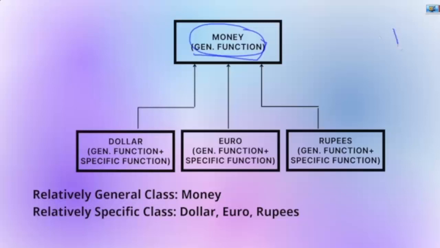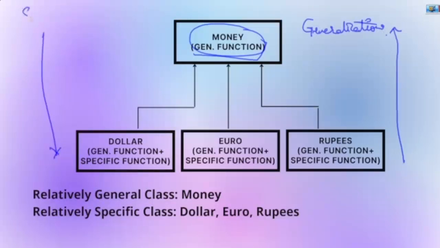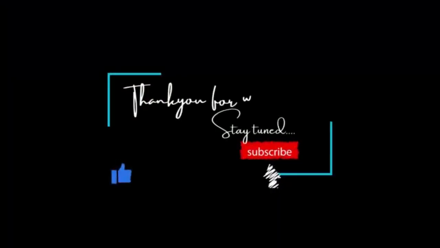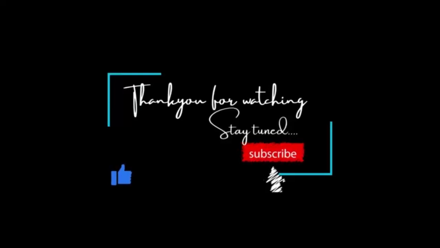So if you are going up the hierarchy, then it is called generalization. If you are going down the hierarchy, then it is called specialization. So this is generalization and specialization, and this topmost class of a hierarchy is called a general class and the bottommost class is called a specific class.